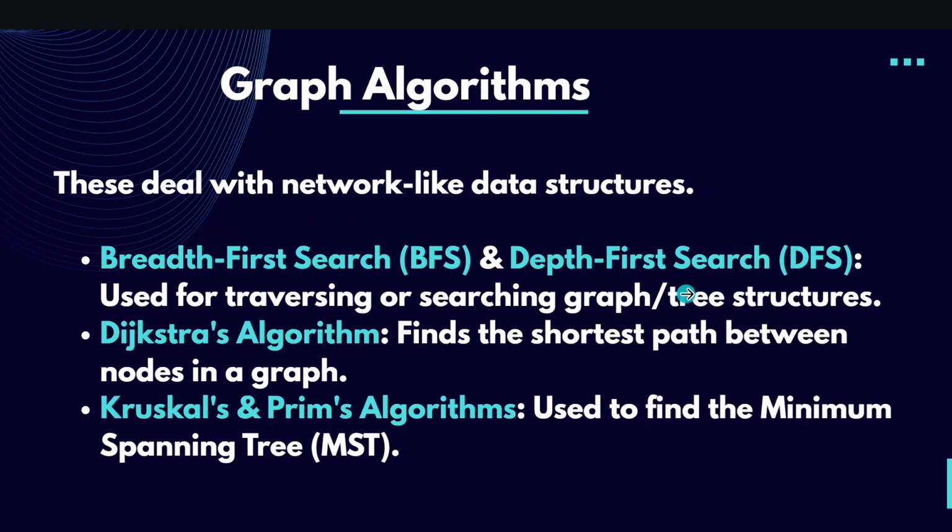The next algorithms are known as graph algorithms. When do we need to use graph algorithms? We use them when you have trees and graphs like that. So what are these graph algorithms? You have breadth first search, BFS, and depth first search, DFS. We have Dijkstra's algorithm, which is used to find the shortest path between nodes in a graph. Then Kruskal and Prim's algorithms are used to find a minimum spanning tree. These will be important algorithms when you go further ahead.